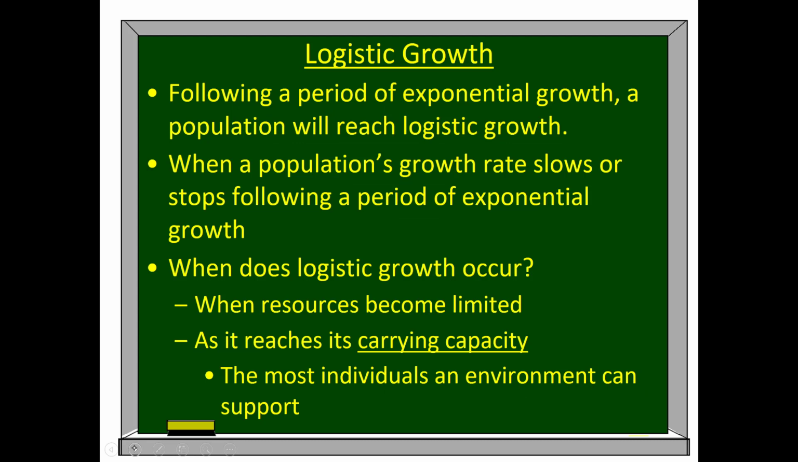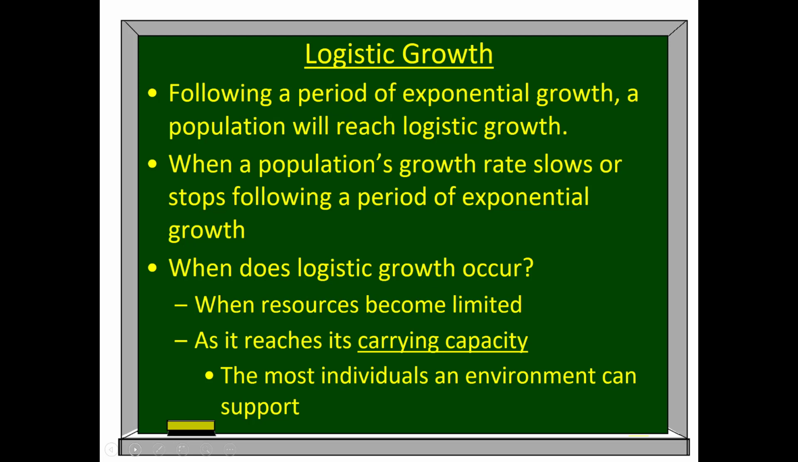The second type of growth is called logistic growth. So the thing with exponential growth is it cannot happen forever. We aren't going to always have unlimited food, unlimited resources. We're never going to not have a predator. So organisms can't stay in exponential growth forever, because eventually they're going to get so big that those resources are going to become limited, and we are going to start to see a decrease.